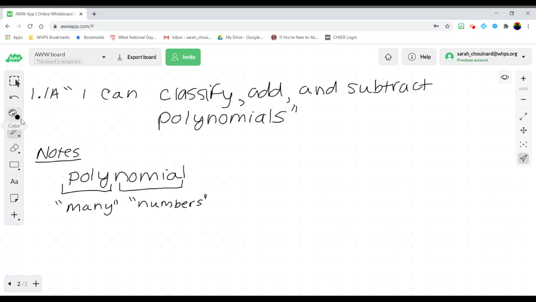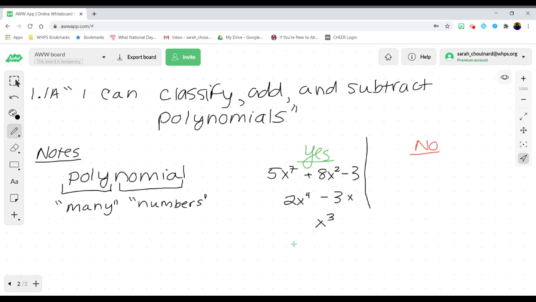So let's look at some examples that are polynomials. Yes, they are a polynomial. And let's look at some examples that are not polynomials. So just a couple quick examples of polynomials are 5x to the 7th plus 8x squared minus 3. And another example would be 2x to the 4th minus 3x and x cubed. That could be a polynomial too.